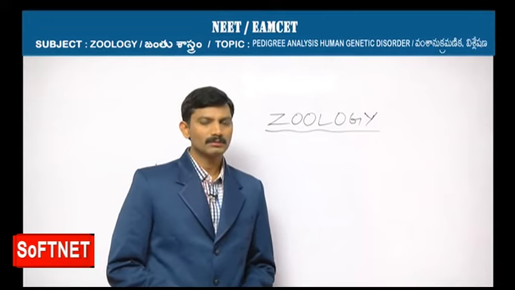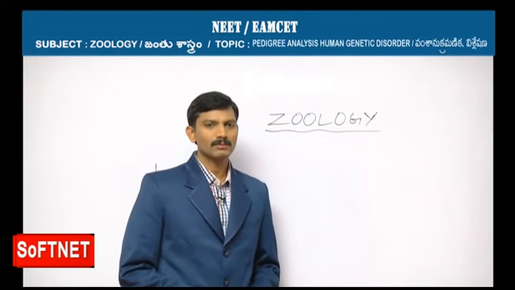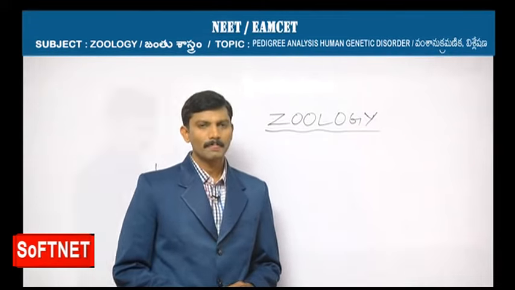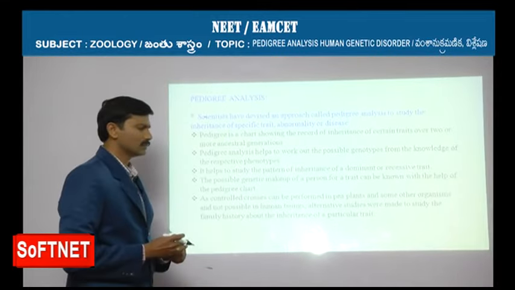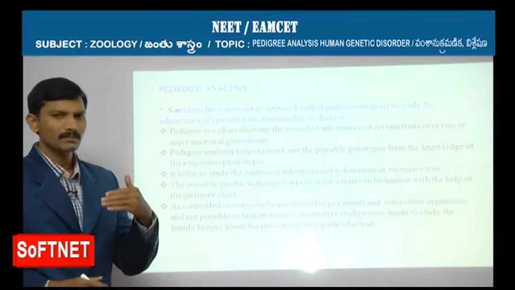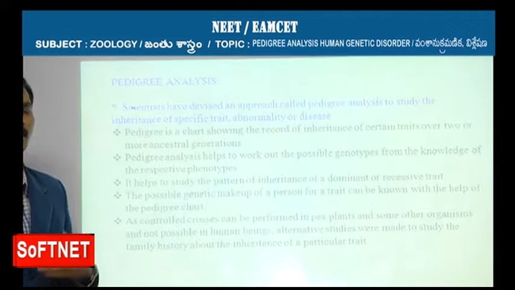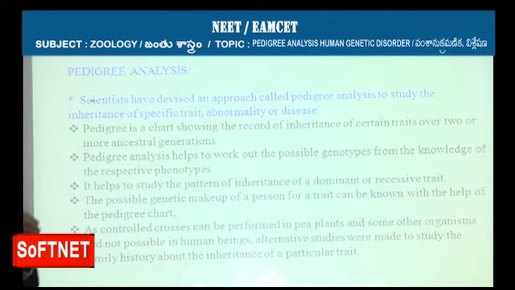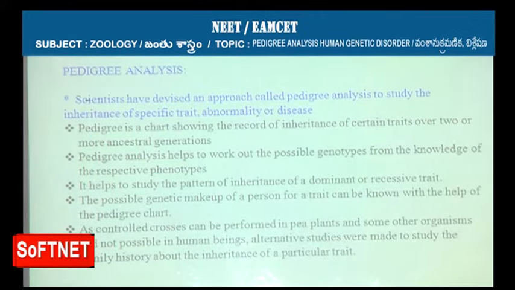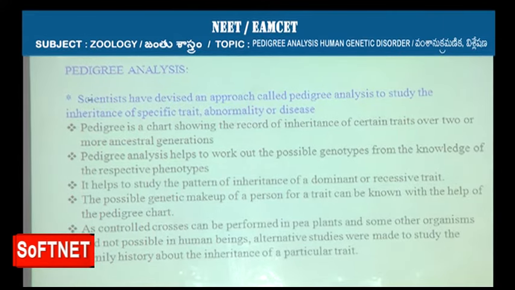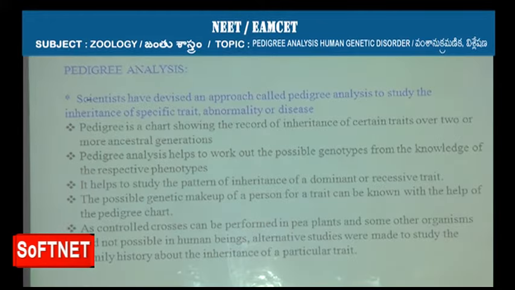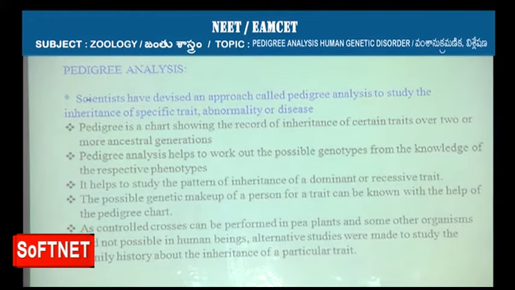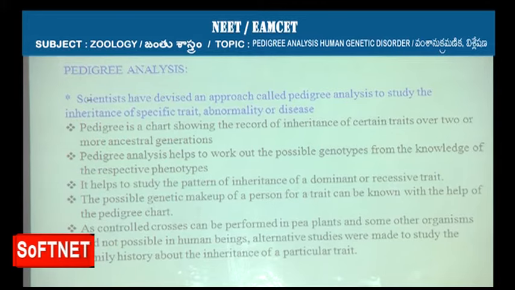The important topic that we are going to study in this session is pedigree analysis. With pedigree analysis, we can study the inheritance pattern of a specific trait, a disease, an abnormality, or any kind of genetic disorder. A pedigree shows symbols as well as horizontal and vertical lines. We are going to study all those different types of patterns that are present.